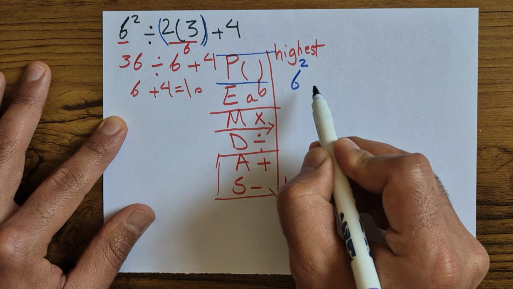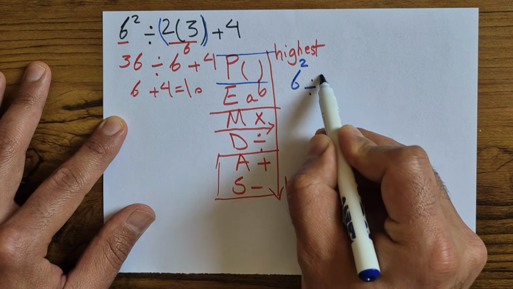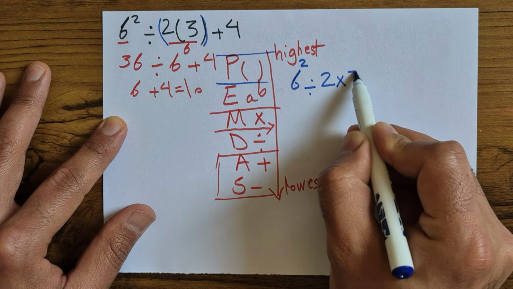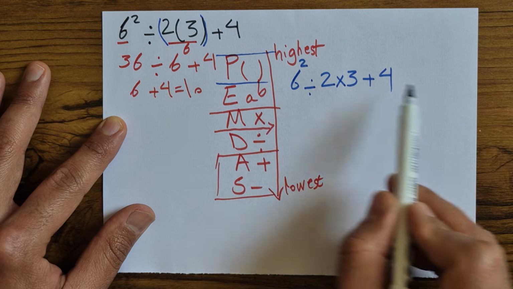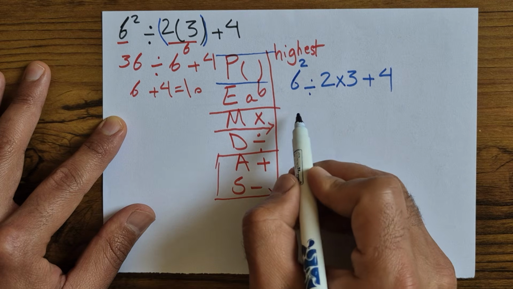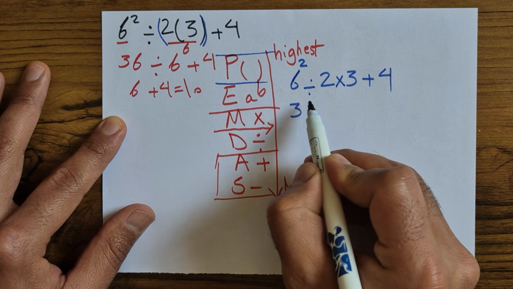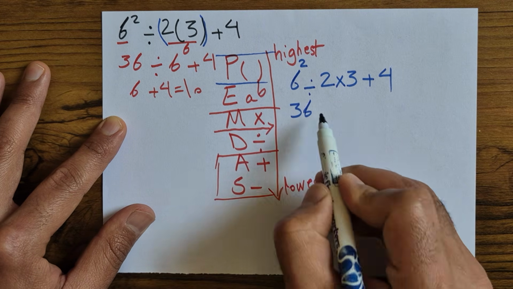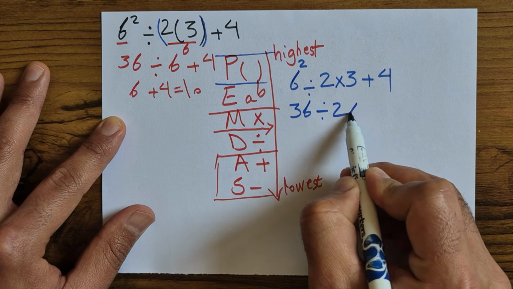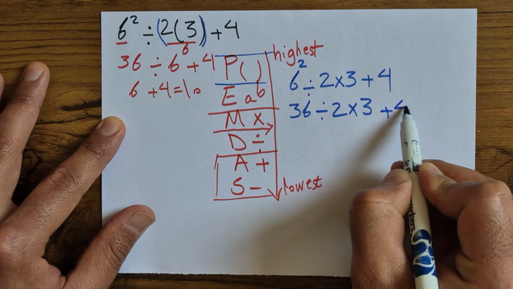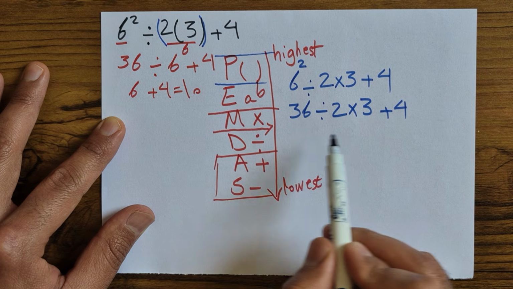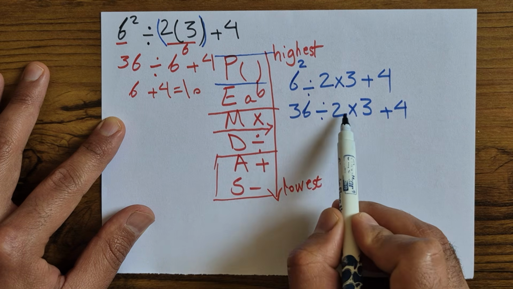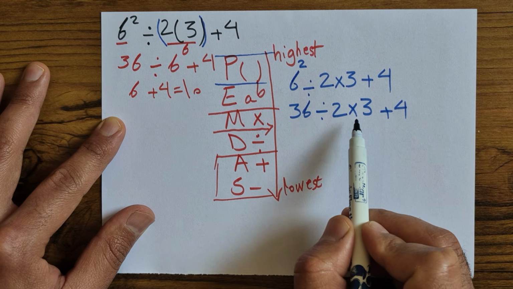We can write it as 6 squared divided by 2 times 3, yes, plus 4. Now, according to PEMDAS, we don't have any parentheses. We have the exponent. So let's do the exponent first. 6 squared, 36, divided by 2 times 3 plus 4. So we have division and multiplication. First come, first served, from left to right. If you do this at first, you would end up with the wrong answer.